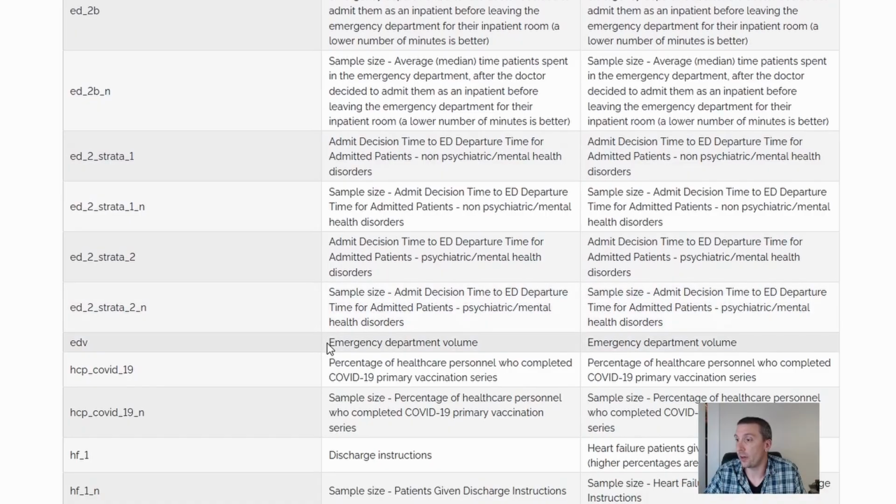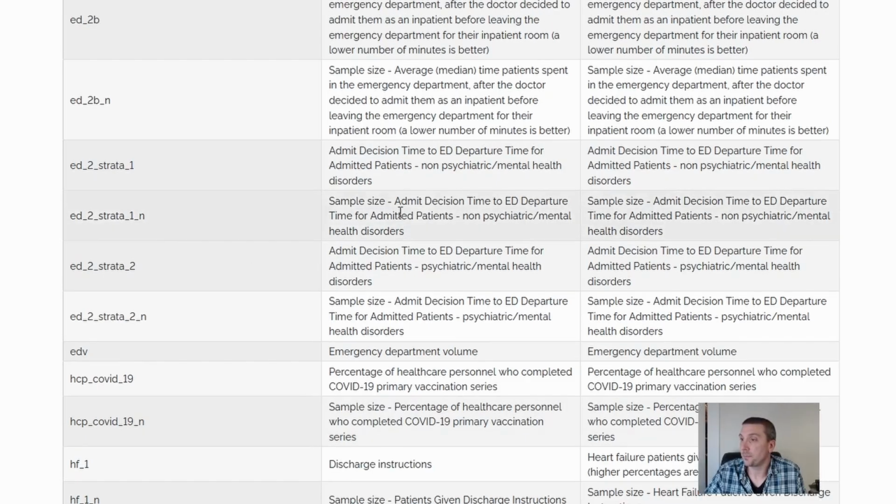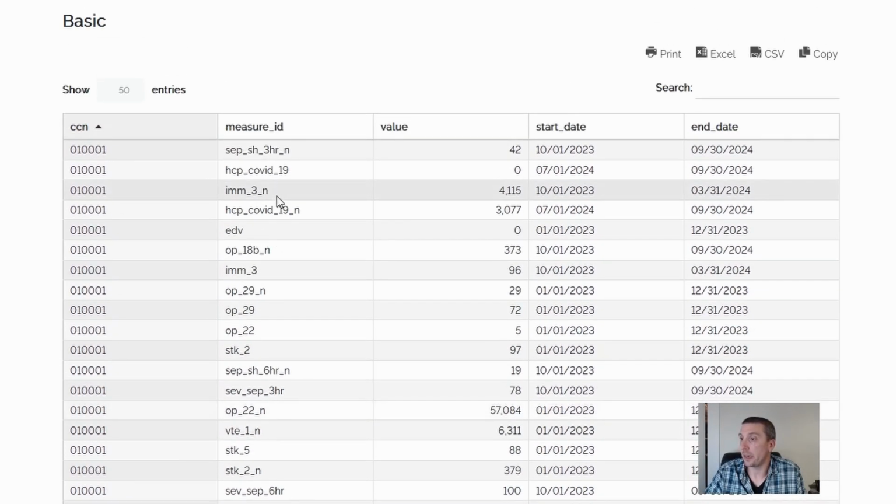You can see overall volume here. Were they communicated to? Were they given discharge instructions? And here you can see the numeric data.